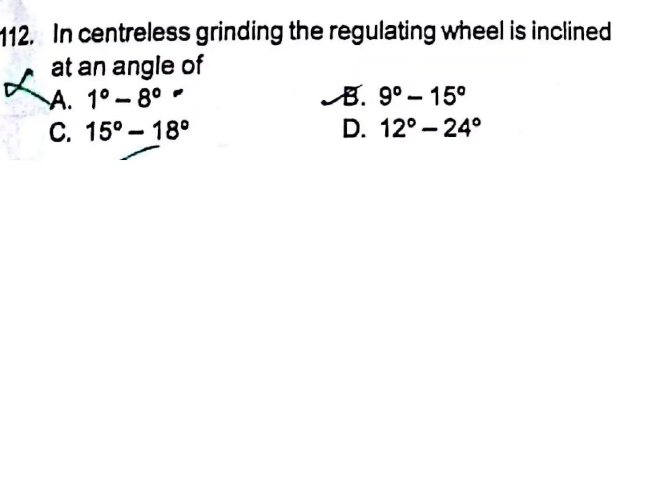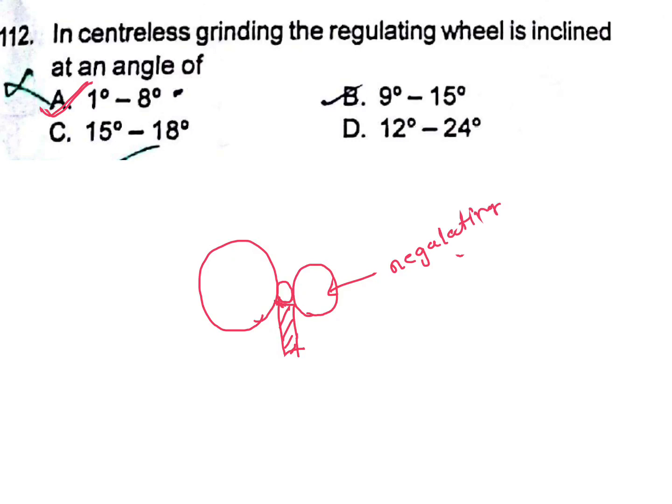In centerless grinding, the regulating wheel is inclined at an angle of, in centerless grinding. Answer is A, 1 degree to 8 degree. Two wheels are there here. Job is here. This is the support. This is our regulating wheel. This is grinding wheel. This is our job. The regulating wheel is inclined at an angle 1 degree to 8 degree is the answer.